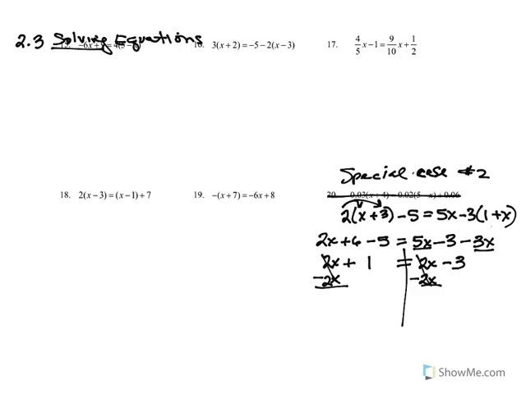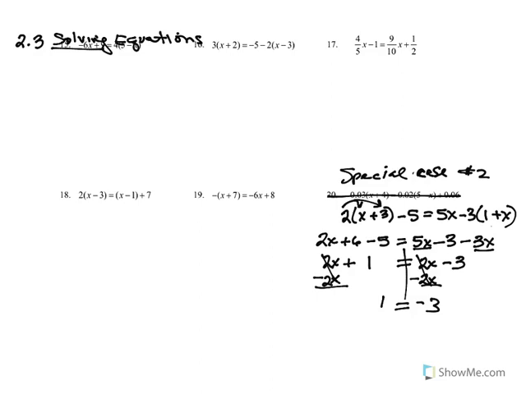But the x's cancel out, and I'm left with 1 equal to negative 3. So remember on the last problem, the special case that we had, when our variables canceled out, we ended up with negative 4 equal to negative 4. Well, that was a true statement, and what did it mean? It meant that the answer was all real numbers, meaning any value can be placed in for the x, and we would get a true statement back.